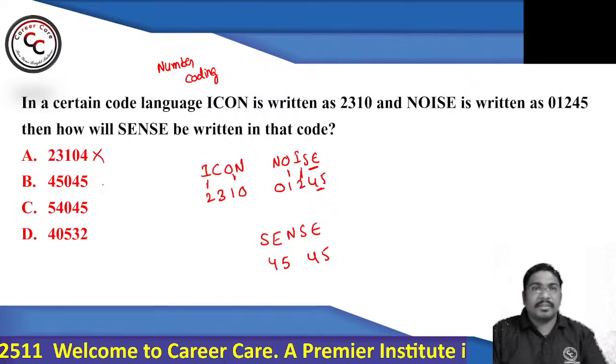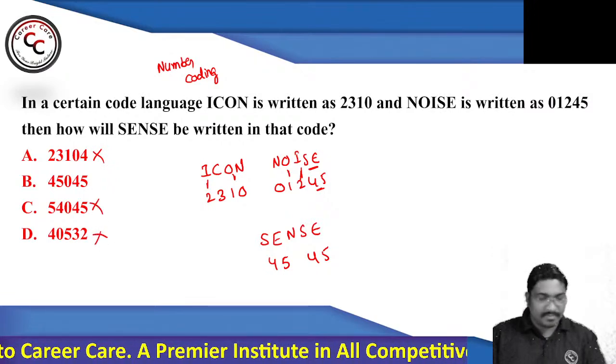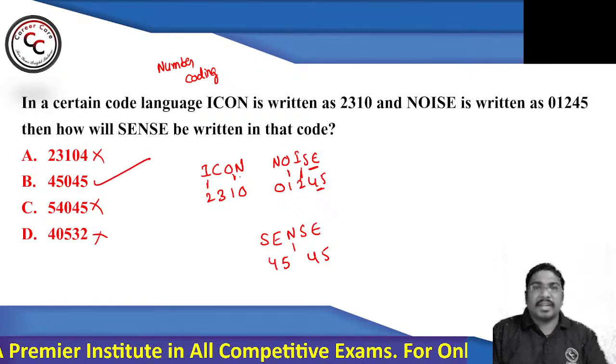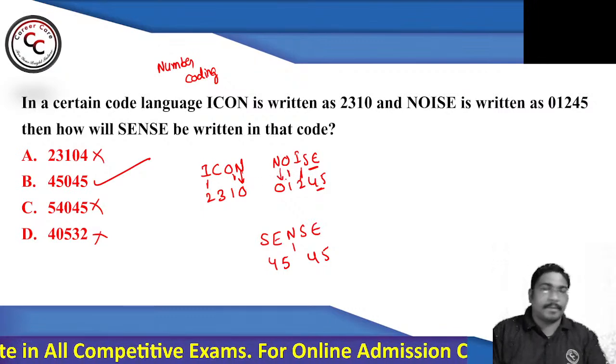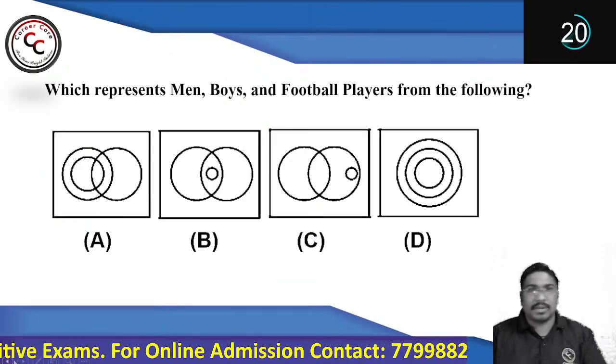So blindly you can say there is only one option. What is that option? Option number B. Right? Everyone has given option number B. Absolutely. So N stands for, in icon you can find N, or in noise you can find N. Right? So N stands for 0. So 45045. That's what our answer is.